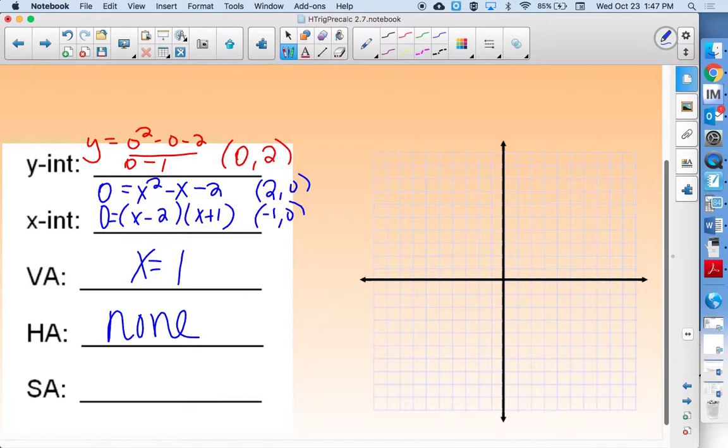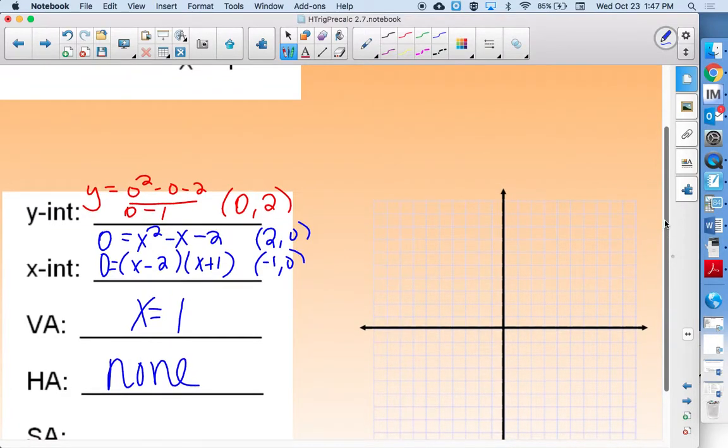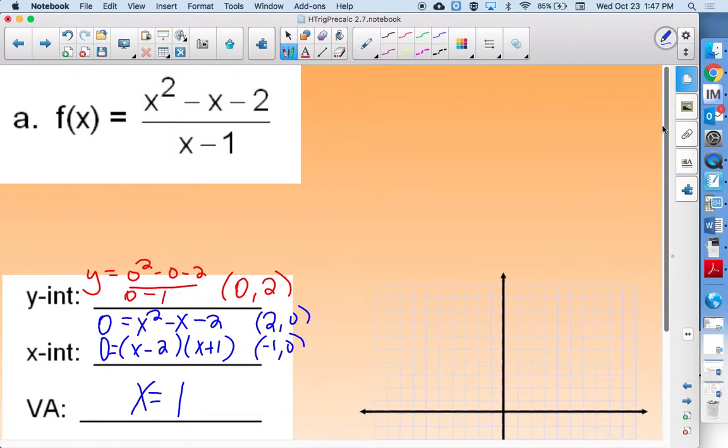Questions? How do you say there's a slant asymptote? You could say the vertical asymptote is 1, but how would you say it for the slant? Because the numerator is one more power than the denominator, that would be the reason. Yeah, but what would the number be? Oh, we're going to do that now.